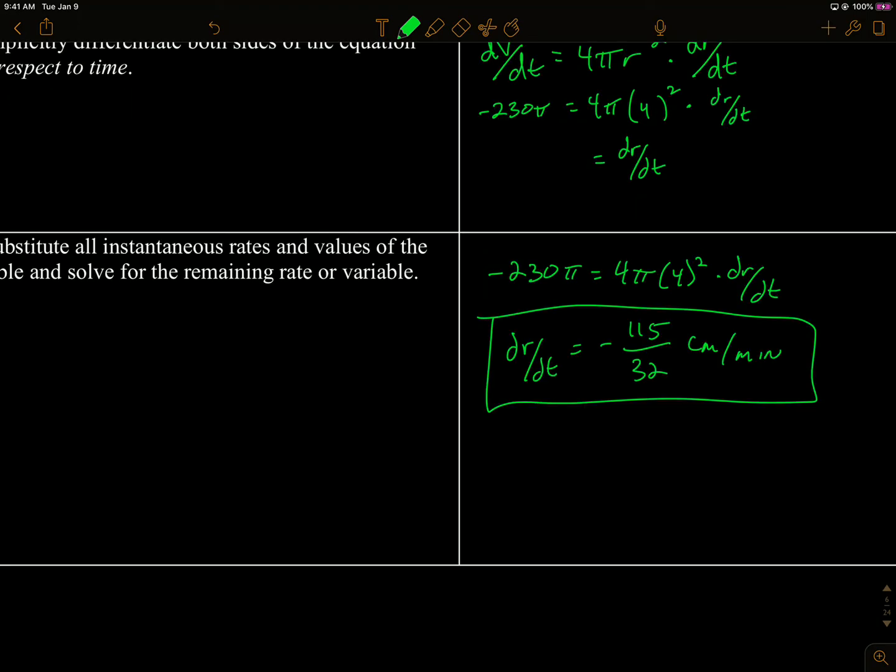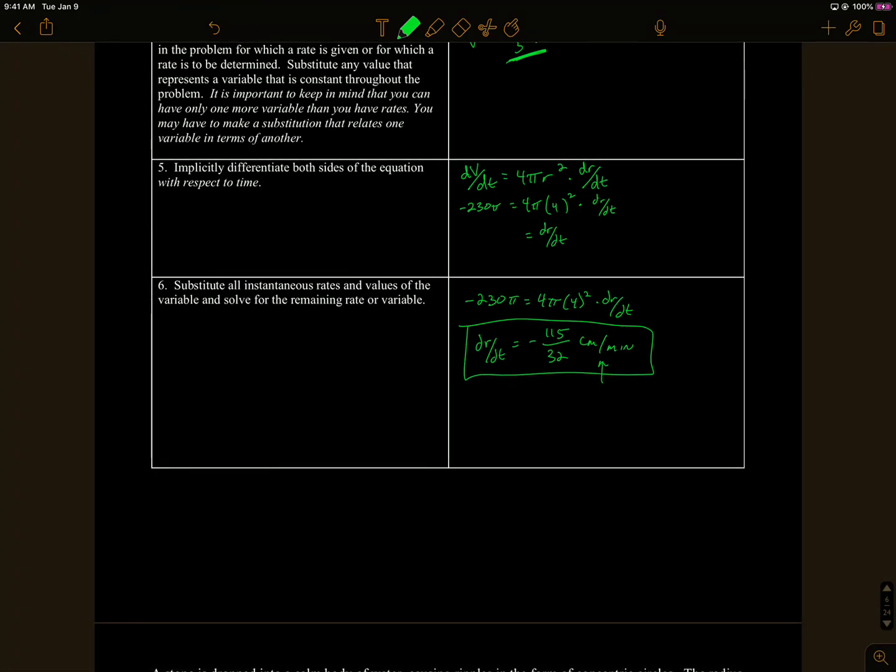Okay, so welcome back. We're getting negative 115 over 32 centimeters per minute. Don't forget your units. Radius is a length. It's measured in centimeters. It's not measured in centimeters squared or centimeters cubed. It's centimeters per minute because it's a one-dimensional length.